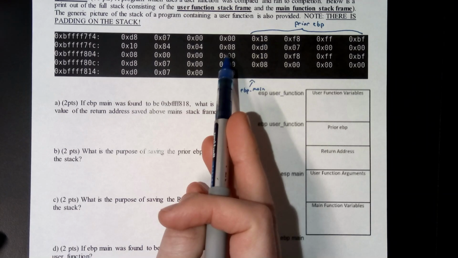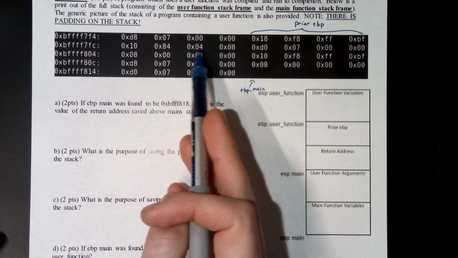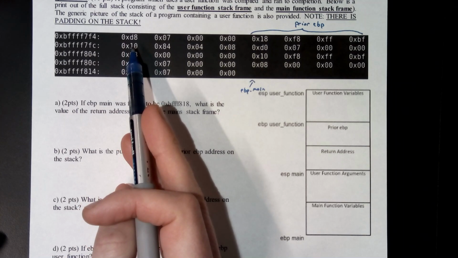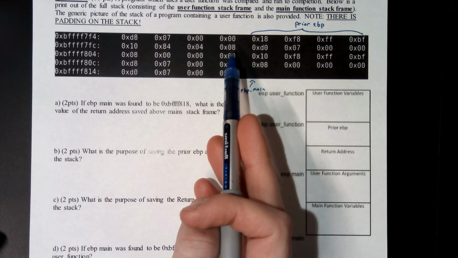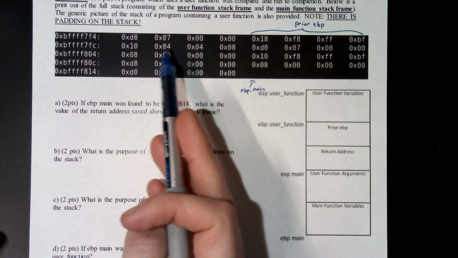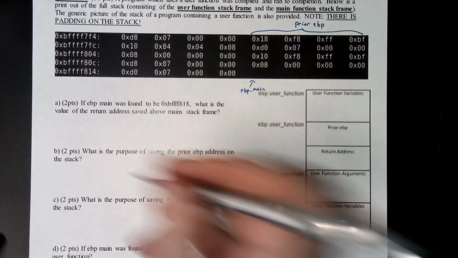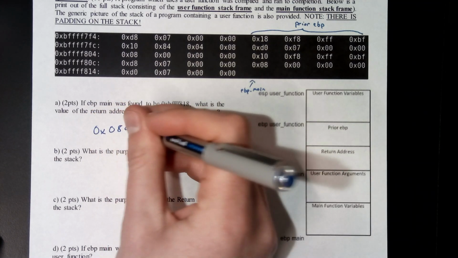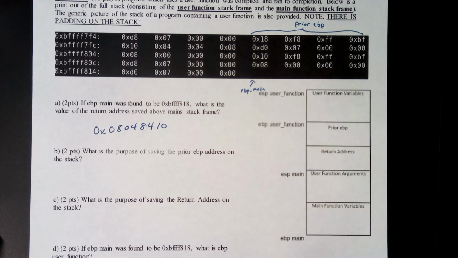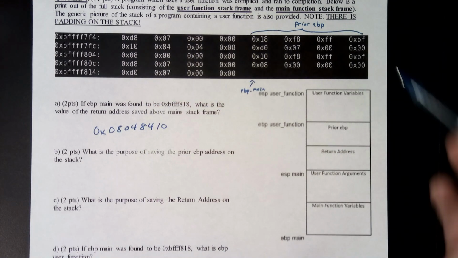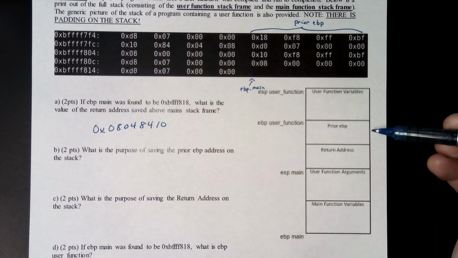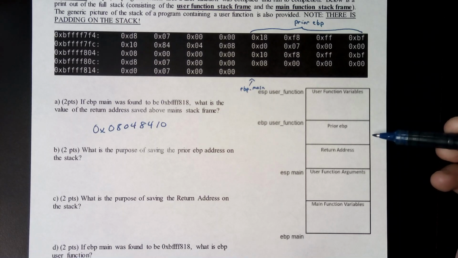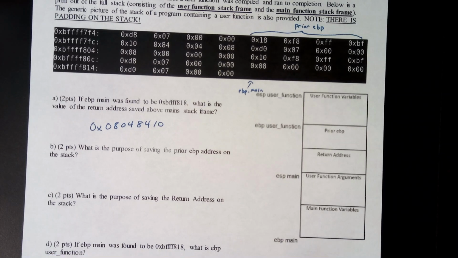Keep in mind, again, this is in little endian order in memory, so the little part is the 10 here. We're going to read these 4 bytes from right to left and write them down here. So 0x08048410. That's our return address. And we know that because we found prior EBP that's given to us in the question, and this is what the stack frame should look like, as we have prior EBP and then return address.